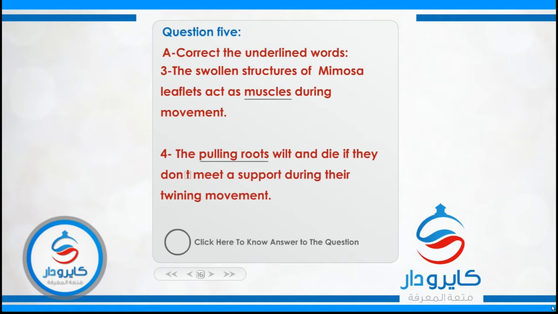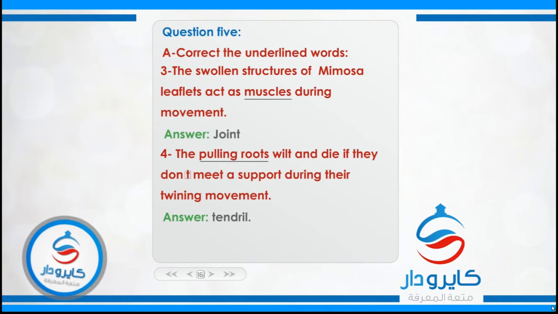The next part, the pulling roots wilt and die if they don't meet the support during the twining movement. We understand that the pulling roots do not need the presence of support because the roots move around or twist around the soil particles to pull the plant and keep them at a suitable distance from the ground. But in this case, the tendril needs the presence of support. If the tendril does not find the support, it will wilt and die. So the pulling roots is not right, but the right answer is the tendril.